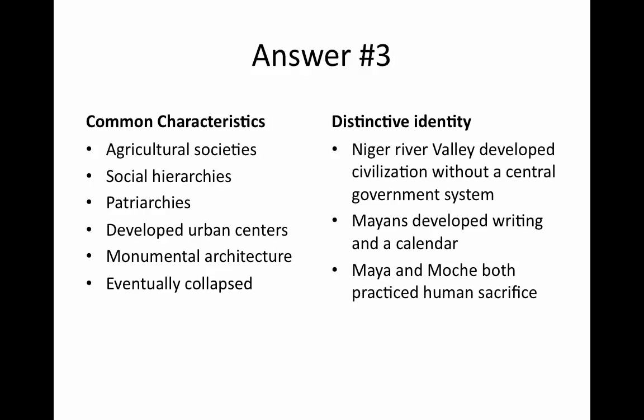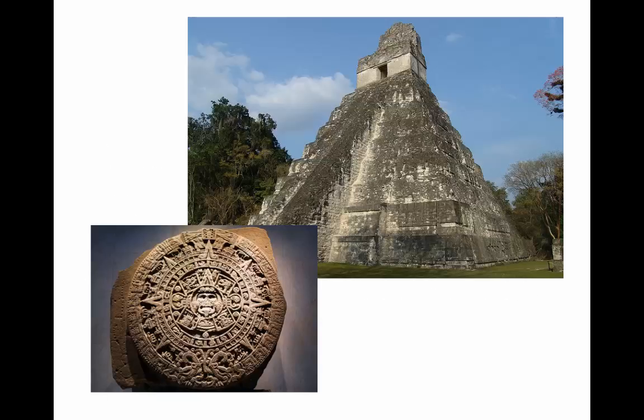Things that make them distinctive, like I said before, in the Niger River Valley, they developed a civilization without having a government system, so they somehow had thousands of people all living together without any kind of government needing to regulate them. The Mayan civilization in Mexico, they developed writing and a very extensive calendar. And then also in the Americas, you see the Maya and the Moche both practice human sacrifice, which was unique to the Americas.